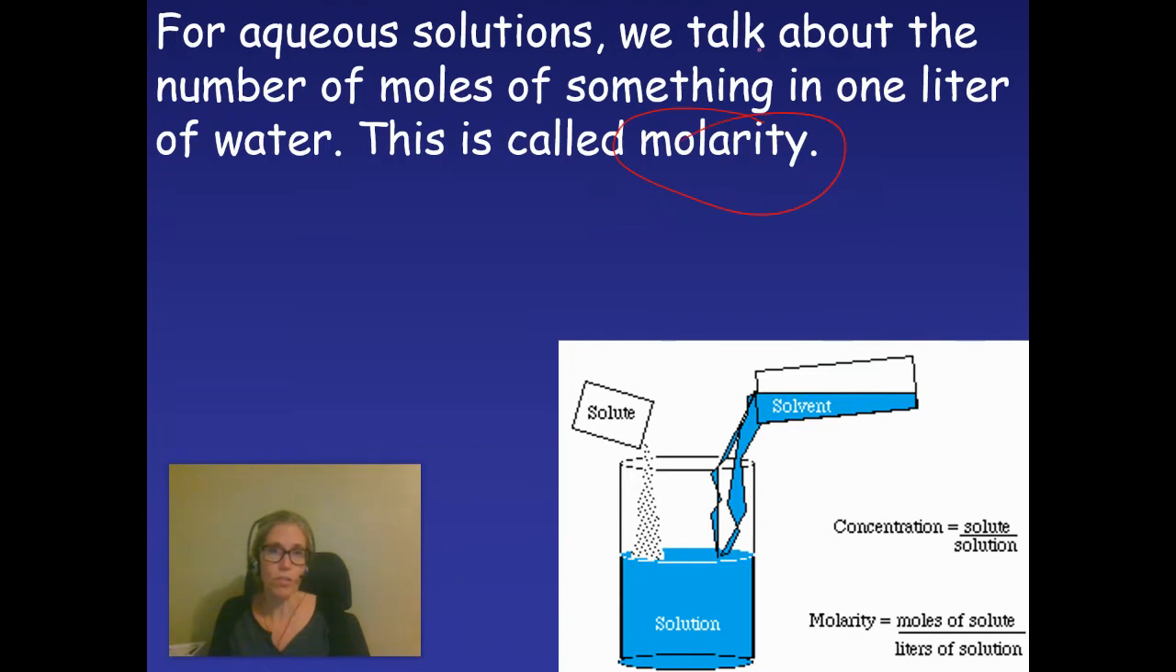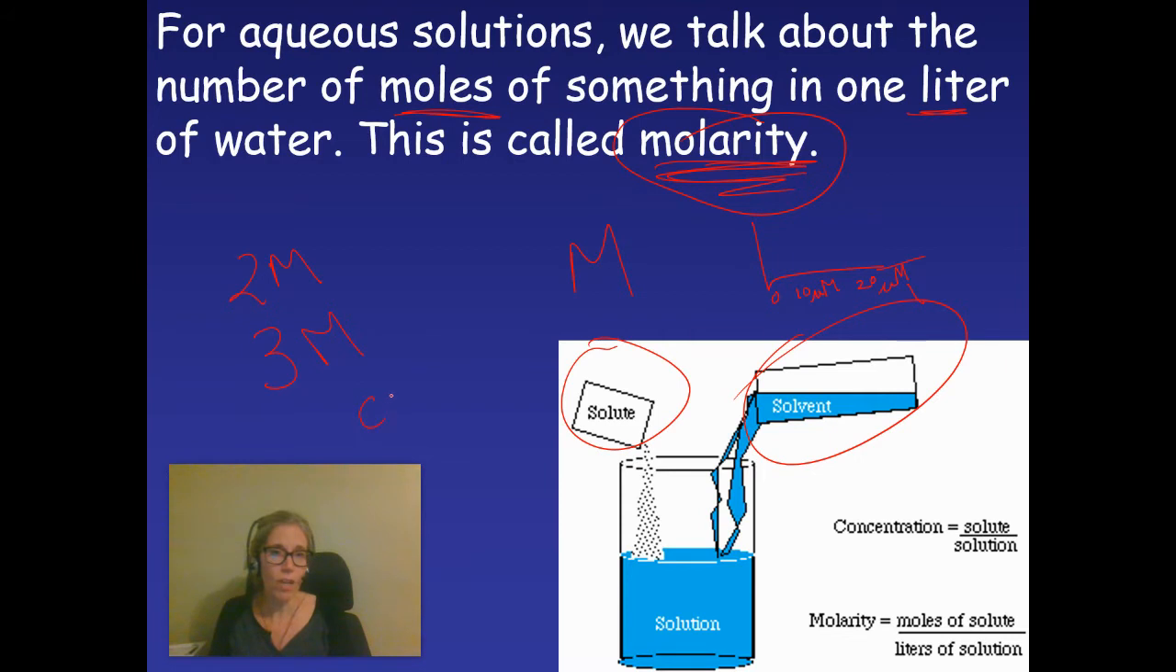So for aqueous solutions, we talk about the number of moles of something in 1 liter of water. This is called molarity, and we give it the capital M. So if I tell you that there's a 2 molar solution, that doesn't have as much stuff in it as a 3 molar solution, right? And actually, you've already seen some graphs where it said like 0 to maybe 10, I might have said micromolar, right? And then 20 micromolar. So that means a concentration. So when we look at the number of something per liter, that's a concentration. It's the amount of stuff dissolved in a certain amount of water.